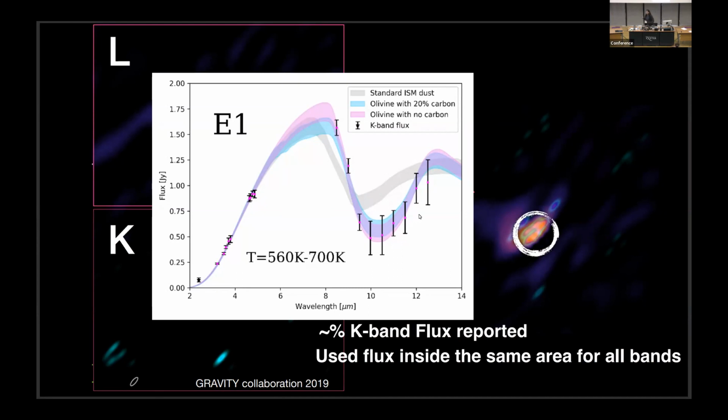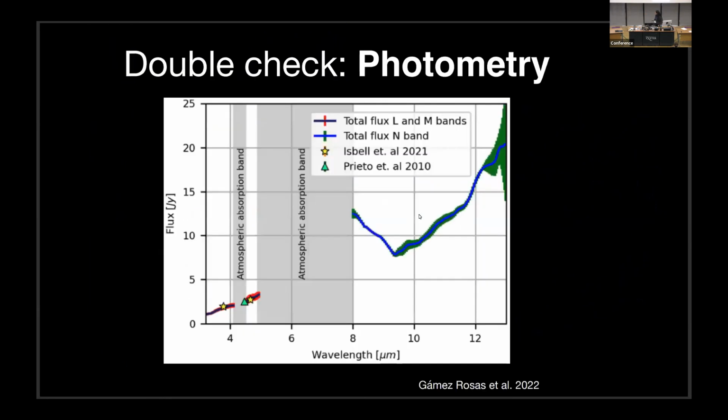Now, the one unexpected result was the temperature that we found. If you remember, the gravity sources reported 1,500 Kelvin for the temperature of the dust, and we found a very low temperature of 560 to 700 Kelvin. This was really unexpected, because if we put the black hole here, then we need a very high temperature. So, okay, we did a lot of double checking.